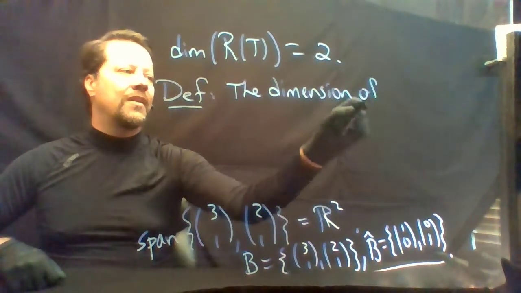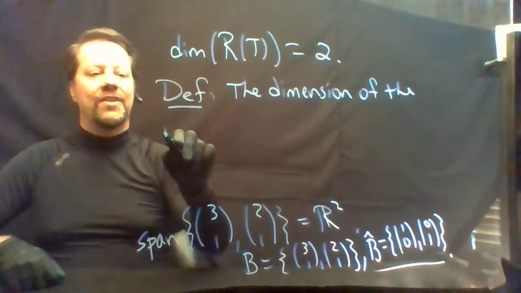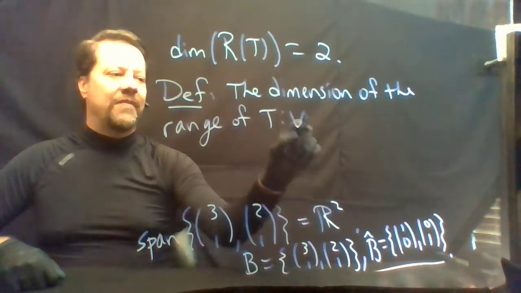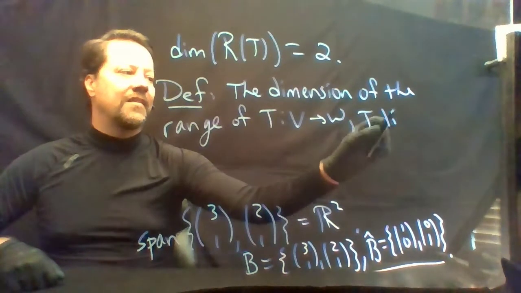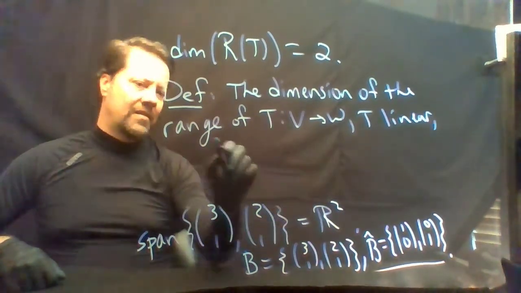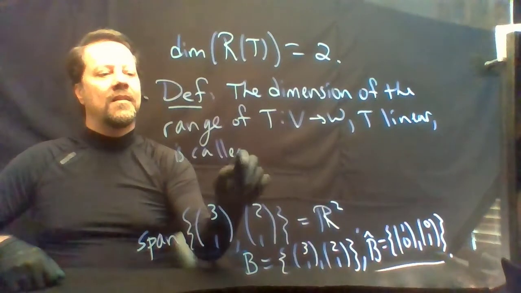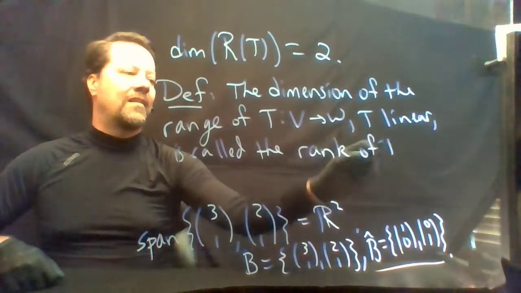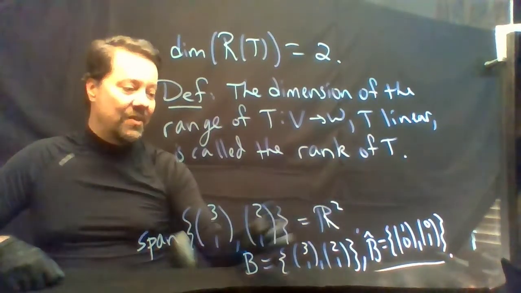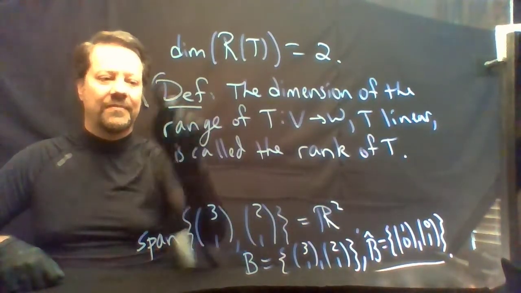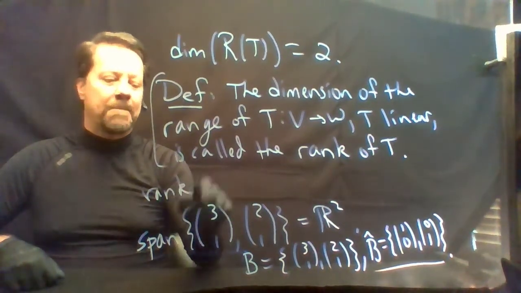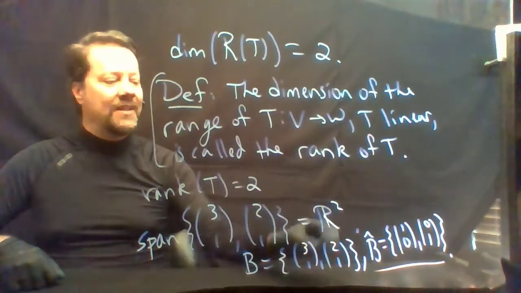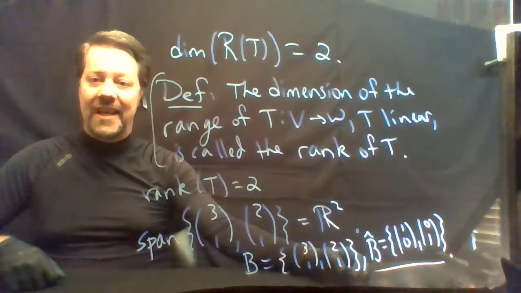We're going to define another term on the fly. The dimension of the range of T mapping V onto W, T linear, is called the rank of T. So in particular, in this last example, the rank of our linear transformation was equal to 2, since the range had a dimension of 2.